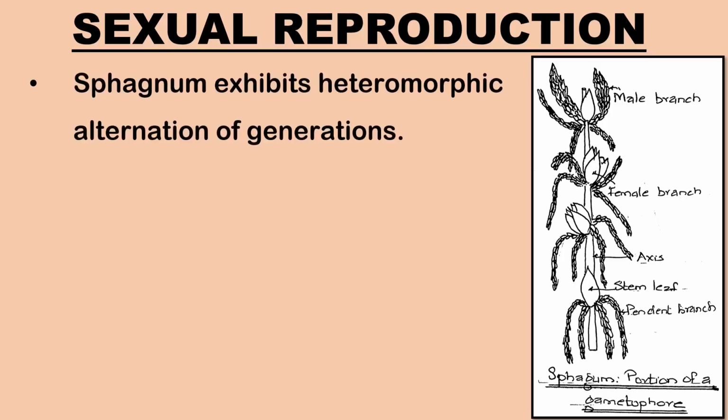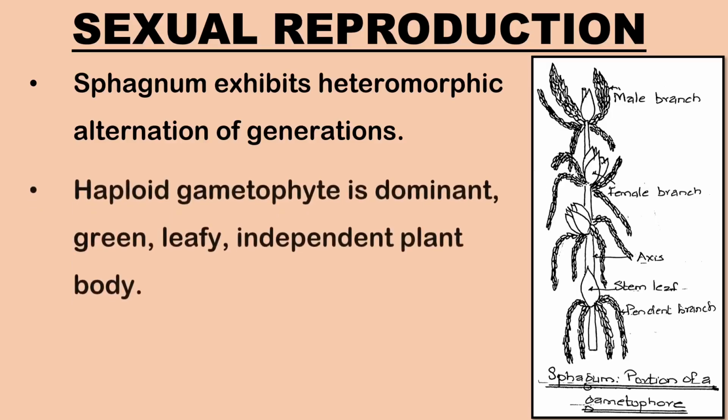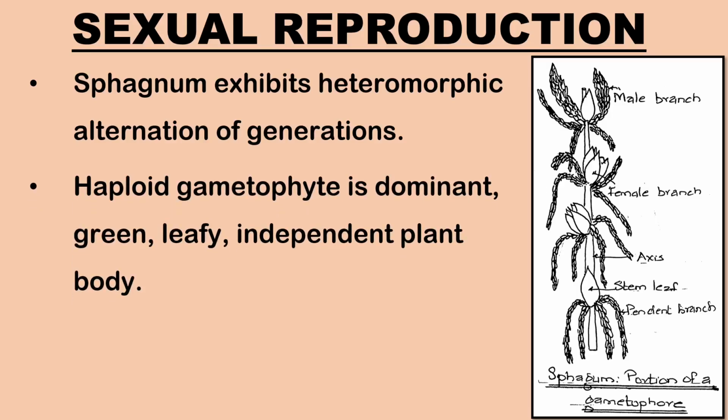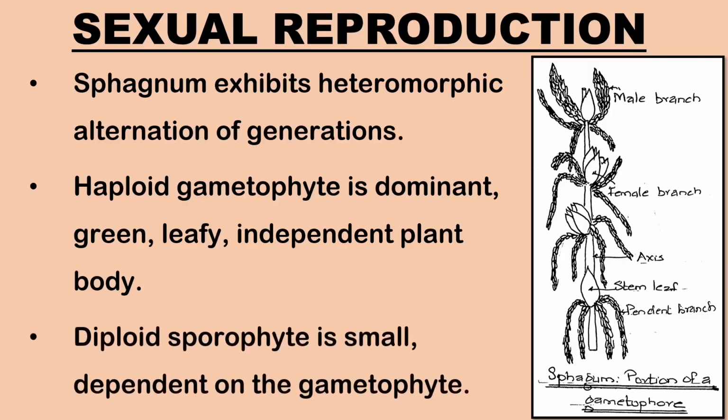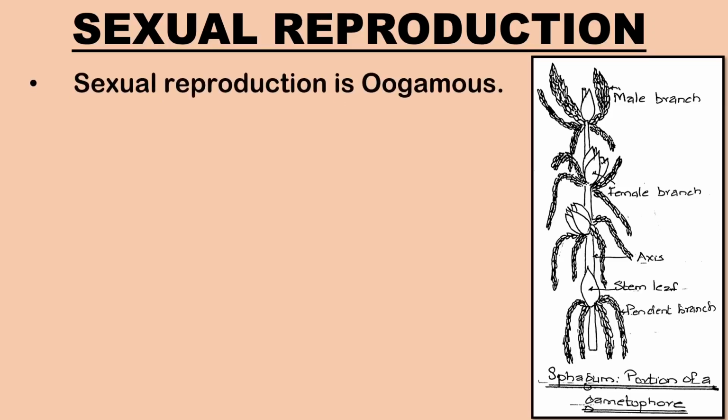Next is sexual reproduction. Sphagnum exhibits alternation of generations during the life cycle. The haploid gametophyte is the dominant green, leafy and independent plant body, while the diploid sporophyte is small, dependent and remains attached to the female gametophyte. Sexual reproduction in Sphagnum is oogamous. Male gamete is small, motile, while the female gamete is large and non-motile.